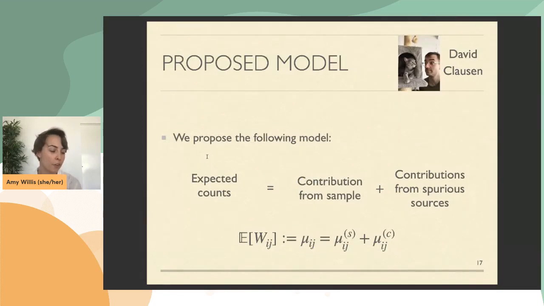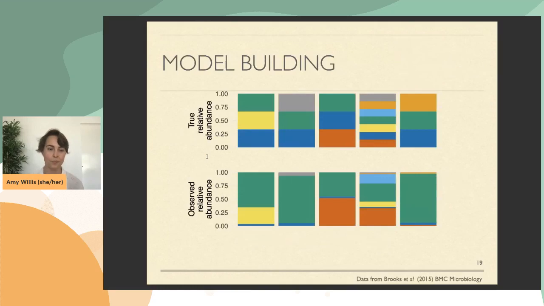So I'm going to propose a model for where our counts and where our coverages come from that essentially decomposes those expected counts into 2 pieces. So firstly, we've got this piece of the counts contributed from what we think should be there. And then we've got this piece contributing things that sort of shouldn't be there. So we can think of that as contamination in a couple different forms. So I'll start by talking you through where this contribution from the sample piece comes from in more detail.